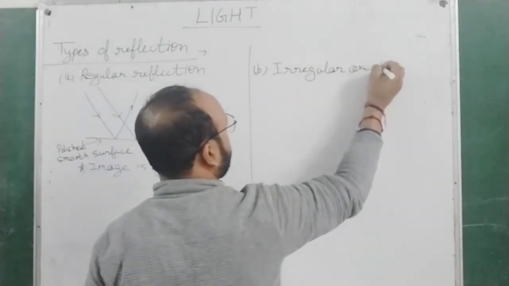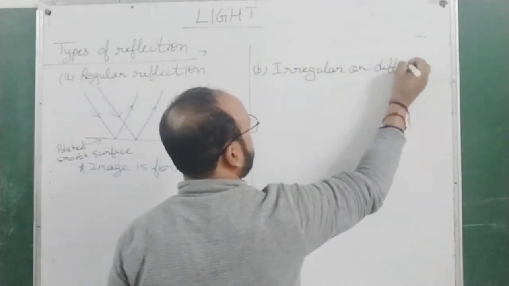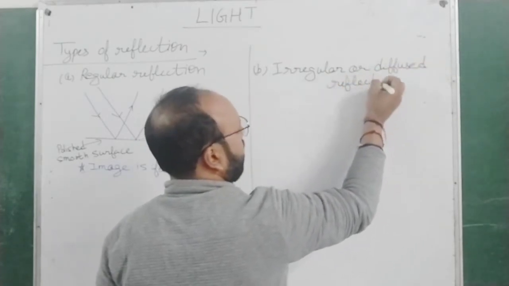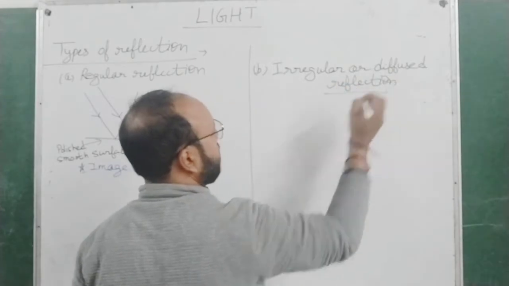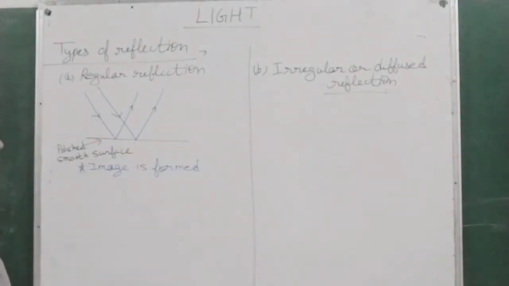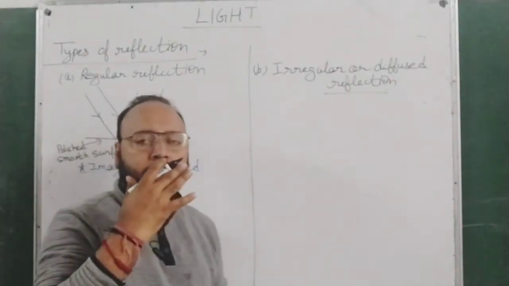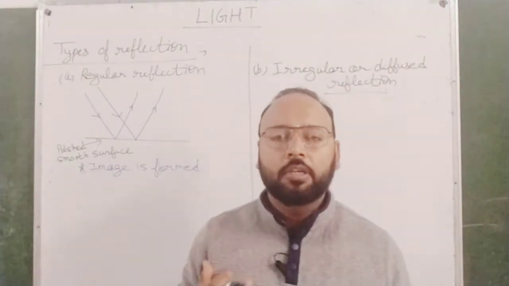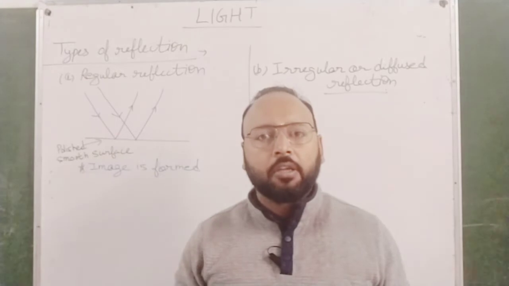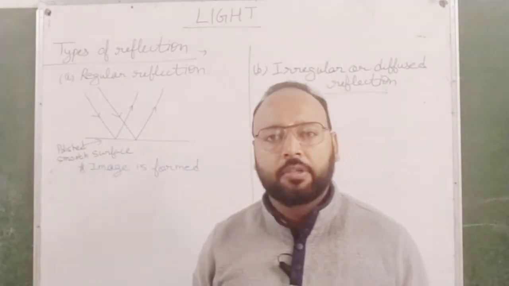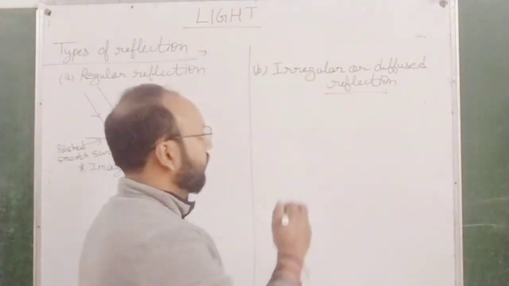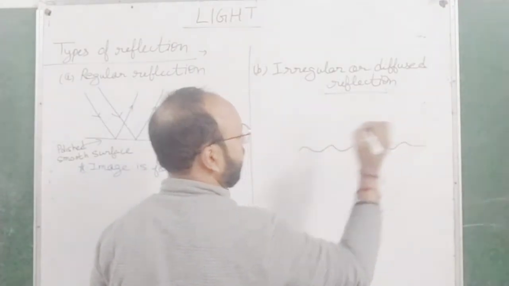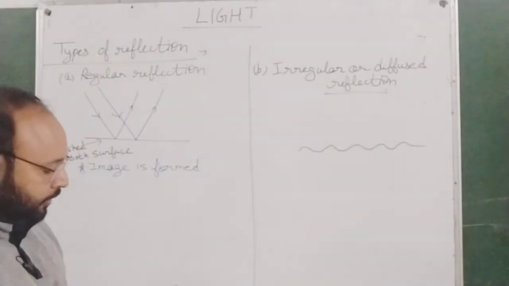On the other side, if I talk about irregular reflection, it is called irregular or diffuse reflection. So what is that? In irregular or diffuse reflection, as I was taking the example of the cardboard and the wall, what kind of surface do they have? They have a rough surface. And we know that on a rough surface there will be irregularities, like this.